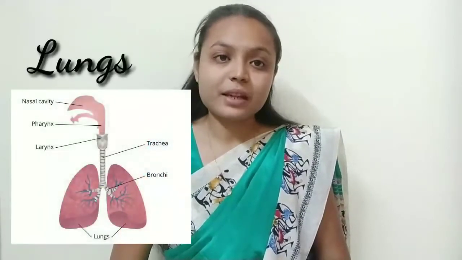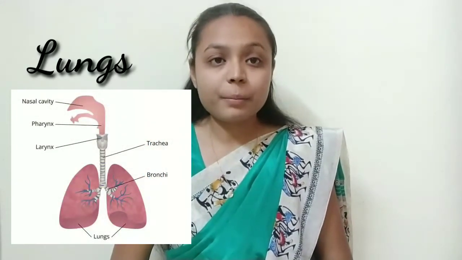The next organ which we are going to study is lungs. Lungs are a pair of pink colored spongy organs which are found in the chest portion. They are protected by the rib cage. The left lung is slightly smaller and it has two lobes, while the right lung is somewhat bigger and it has three lobes. These lungs rest on an organ known as diaphragm.